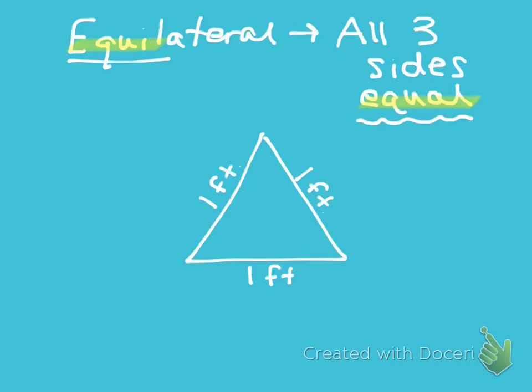Sometimes triangles are shown with hash marks instead of dimensions on the side. So it might look something like this. This shows that each side is equal to each other, because there are the same number of tick marks or hash marks on each side of that triangle.